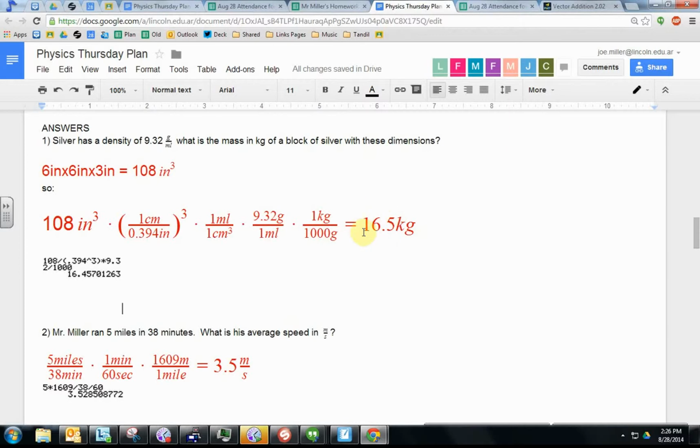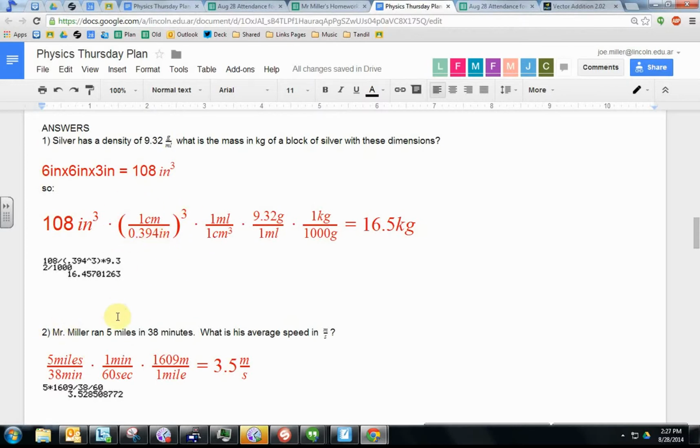And we get that pretty small, I don't know if you know what 6 inches is, 6 inches is pretty small. It's a pretty small brick, and it weighs 16 kilograms because silver's pretty heavy. It's pretty dense. Okay, so that's how we would do something with 3 dimensions.